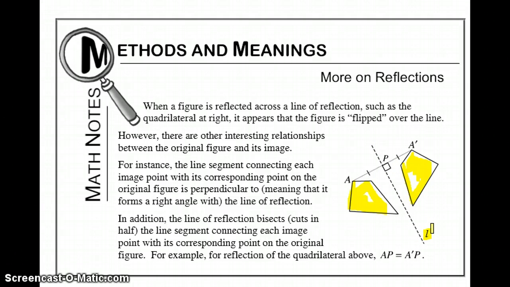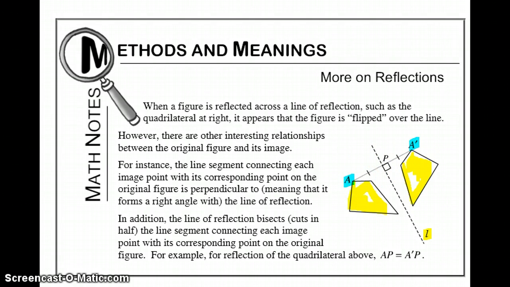So not just the fact that it's been flipped or looks like we're looking at a mirror image of itself, but there's also specific characteristics to distances and that line of reflection itself. So let's look at those. First off, the line segment that's connecting each image point. So these are image points, A and A prime. A prime is the image of A.